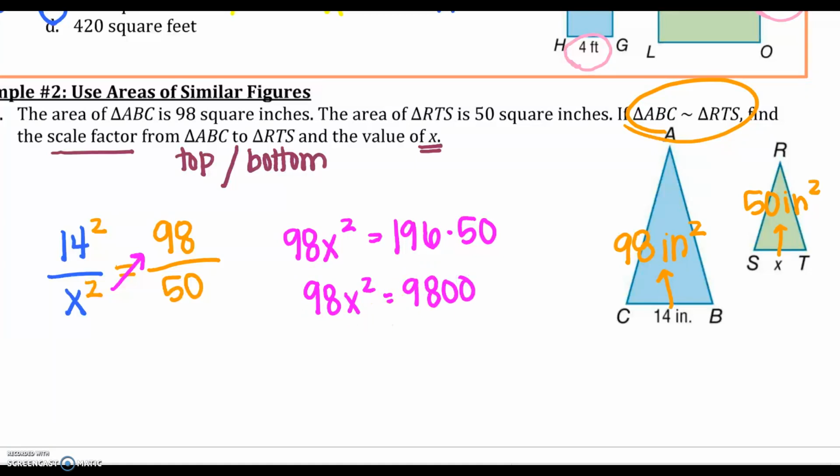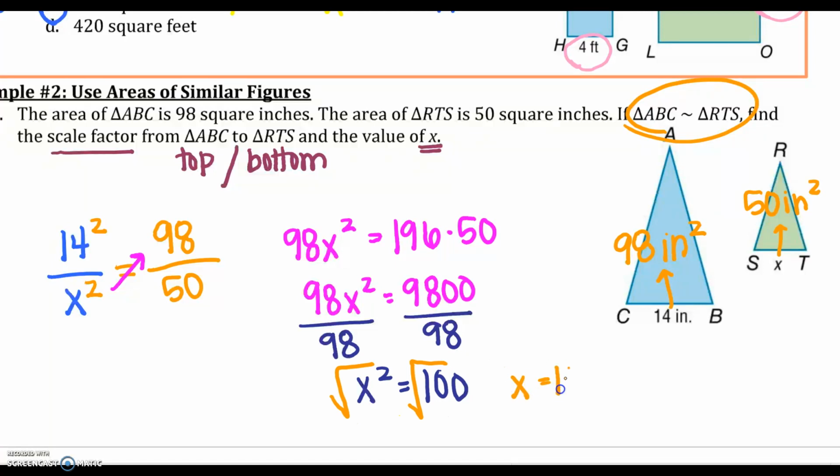Now before I square root, I have to get rid of everything by the x squared. So x squared becomes 100. Now I can square root, which gives me x equals 10. All right, so that's my side length that was missing.